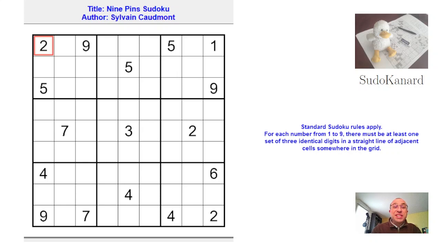We're here to solve this 9-pin Sudoku, a practice puzzle by French author Sylvain Caudmont. This variant is quite unusual and it will be featured in the upcoming WPF Sudoku Grand Prix, and I haven't taken the time to have a look at this variant yet.